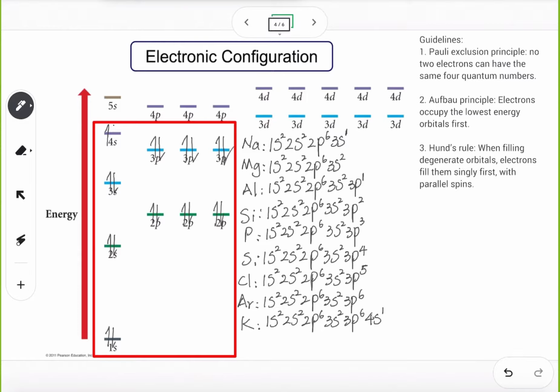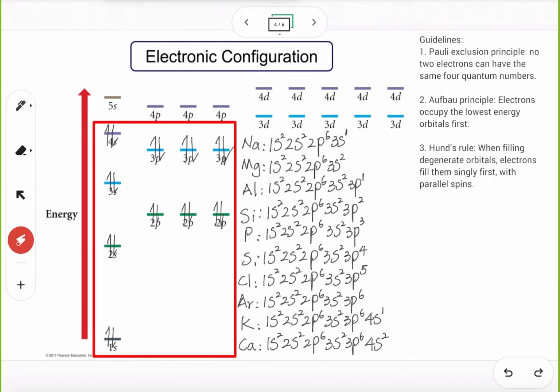All right, the 20th element, calcium. The 20th electron should be on the 4s orbital. For calcium, 1s2, 2s2, 2p6, 3s2, 3p6, and 4s2. So these are the full electron configurations for these 10 elements. Now let's figure out the noble gas core electronic configuration for each one of them.